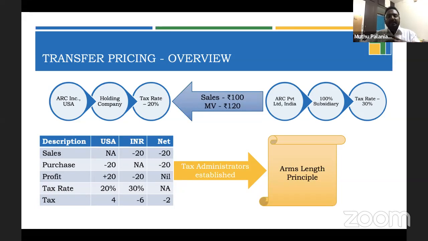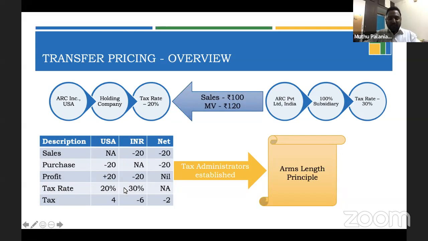Now, there is a transaction between ARC India and ARC USA. ARC India is selling products to ARC USA at, say, rupees 100, whereas the market value of this particular product is 120. So now what is the impact here? India is having a lower sales of 20, which means a lower profit of 20.